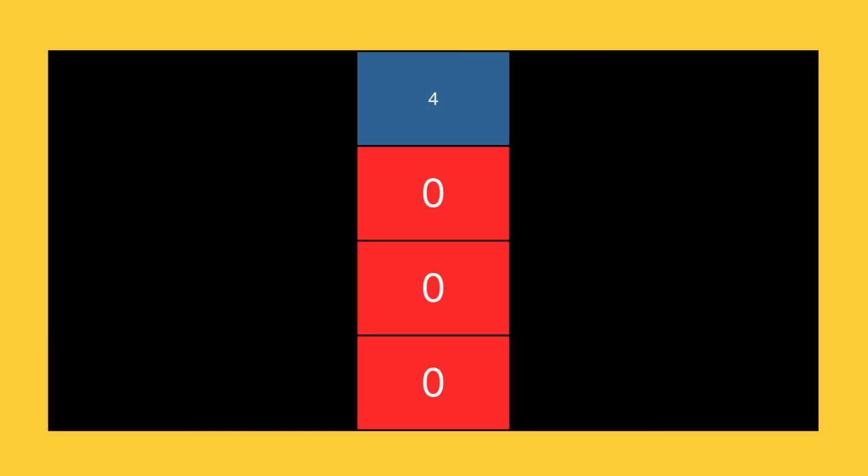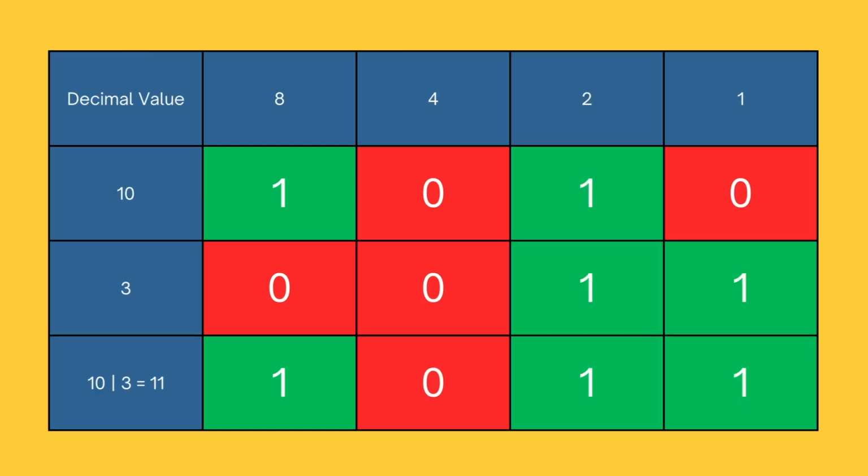In the third position, 10 has a 0 and 3 has a 0, so the result is 0, because 0 or 0 is 0, neither of them are 1. Finally, in the last position, 10 has a 1 and 3 has a 0, which results in 1, because one of those numbers is 1. When you put all this together, you get 1011 in binary, which is 11 in decimal. That's why 10 or 3 equals 11.